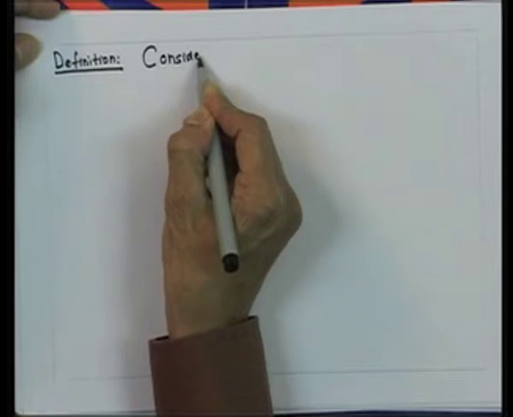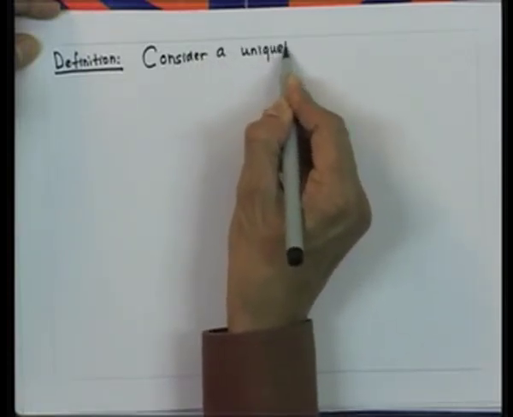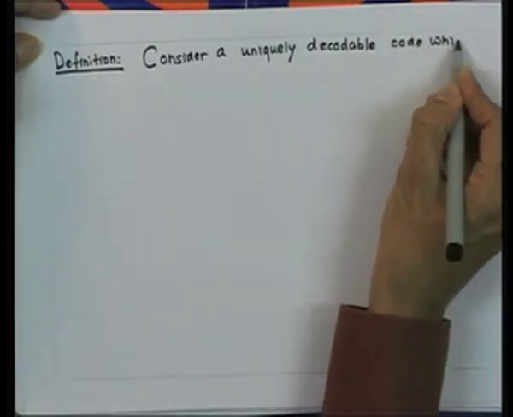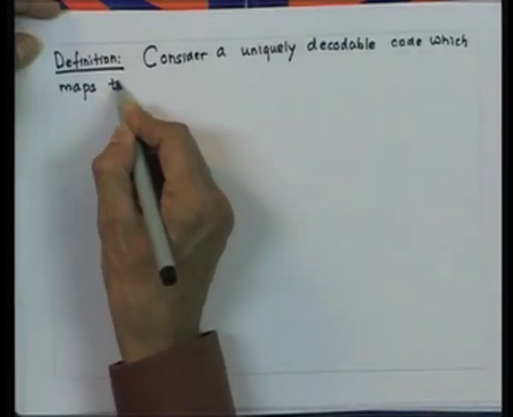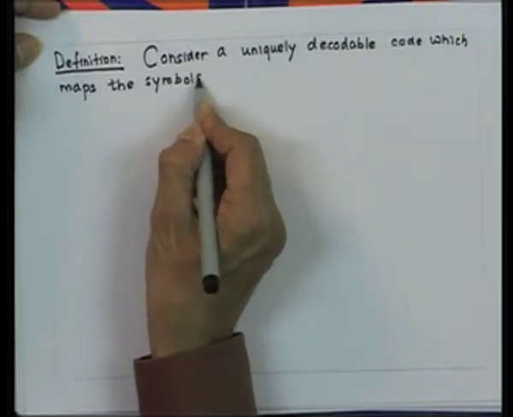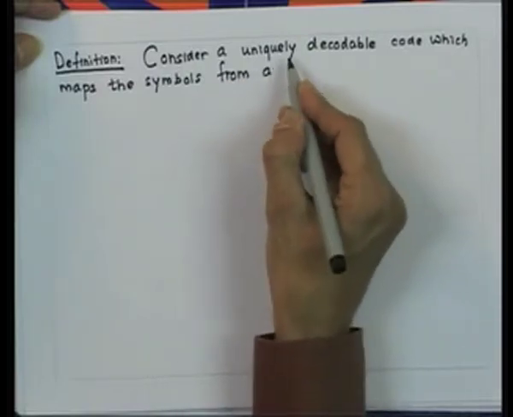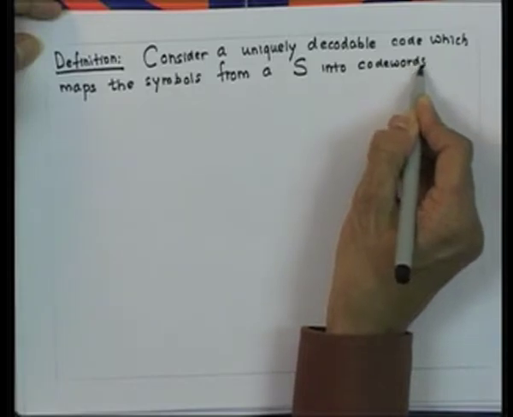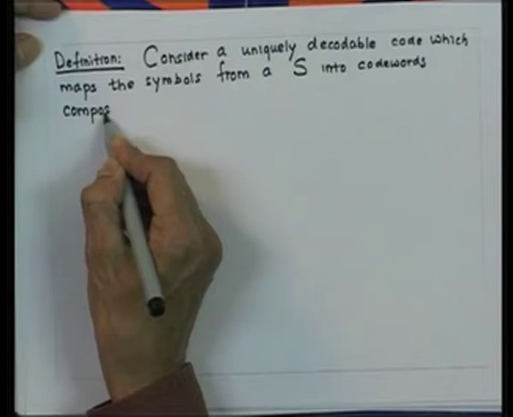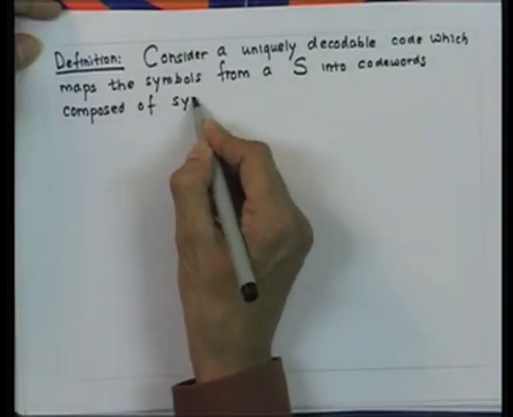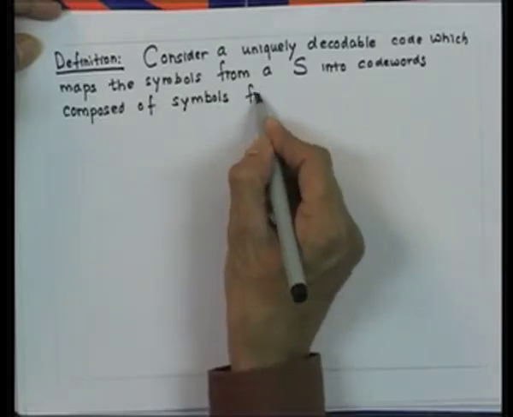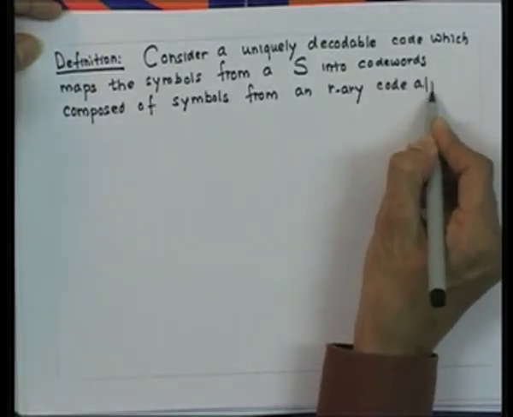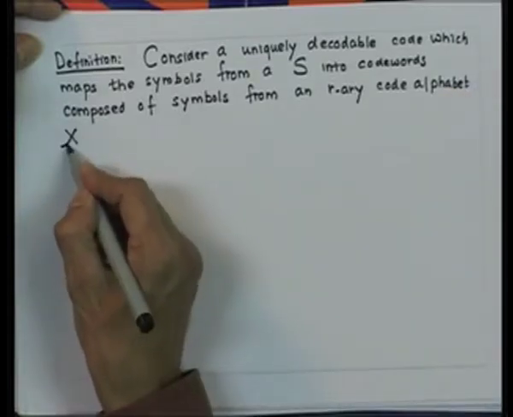Consider a uniquely decodable code which maps the symbols from a source S into code words composed of symbols from an R-array code alphabet X.